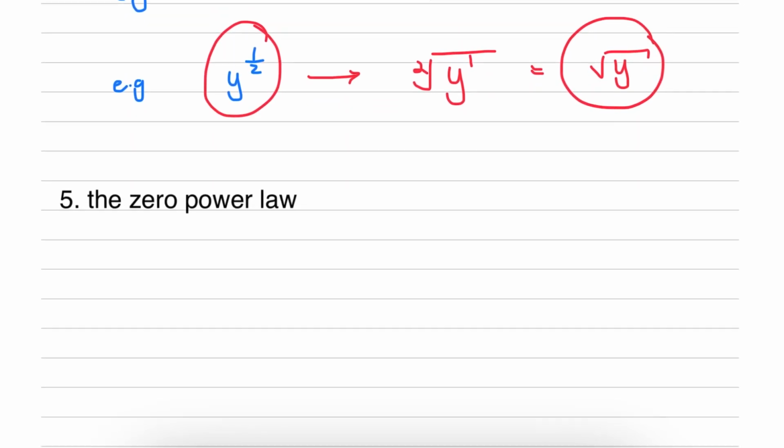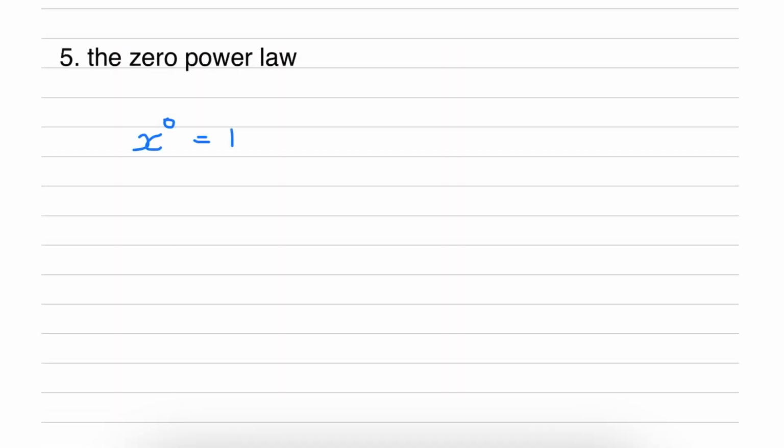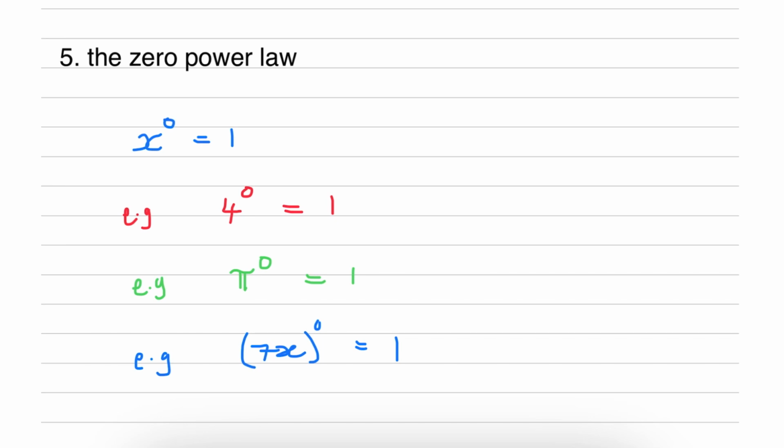Moving on to some more examples, and this is probably the easiest law, because this law states that anything raised to the power of 0 is always 1. If you have 4 to the power of 0, that is just equal to 1. Anything to the power of 0 is 1. Even pi is just a number. And when you raise any number to the power of 0, it's always equal to 1. Even if you had variables like 7x, when you raise this to the power of 0, that becomes 1. So anything to the power of 0 becomes 1.